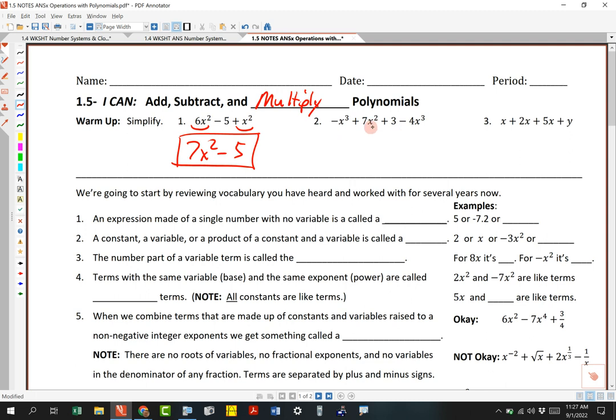Let's see. Bunch of x's. Same variable, same exponent here, so those two are like terms. So I have minus 1 of those, minus 4 of those, so minus 5x to the third. Done with those two. And I don't have another x squared term, and I don't have another constant, so I'm just going to write it like this.